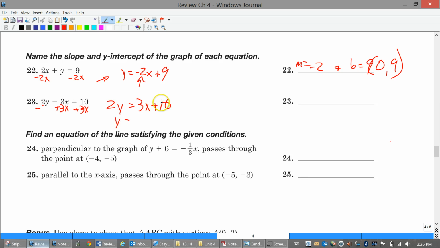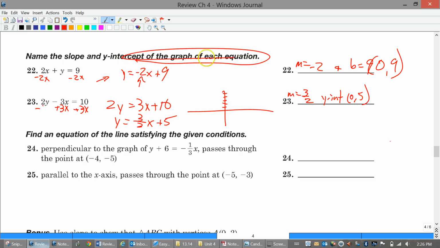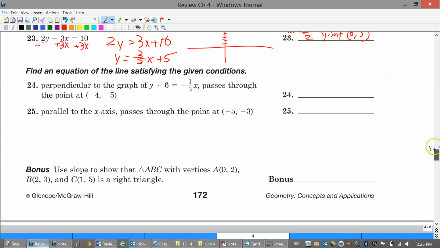And then, of course, it says graph the situation, so we would turn around and graph. So the slope on this would be 5/2, and the y-intercept, or b, would be 0.5. So graphing 23... of the graph, sorry, I cut it. Thanks. Okay, let's look at then 24.